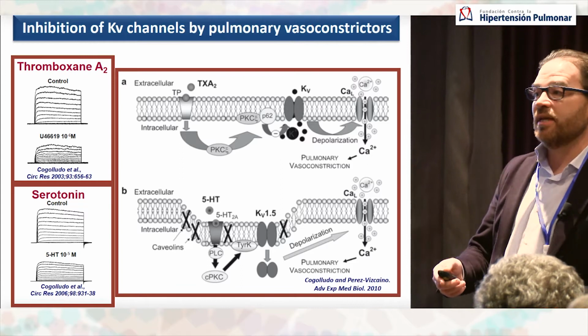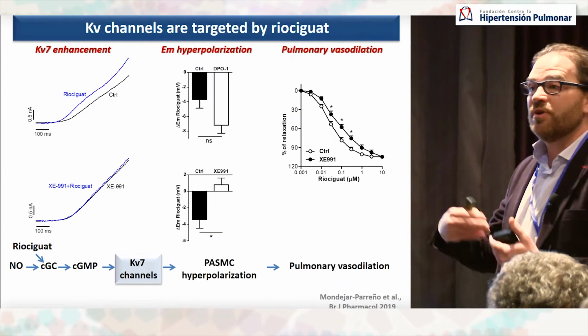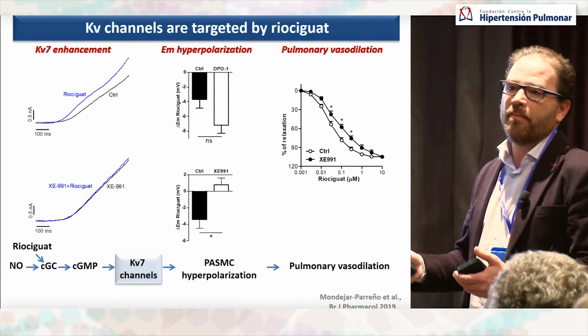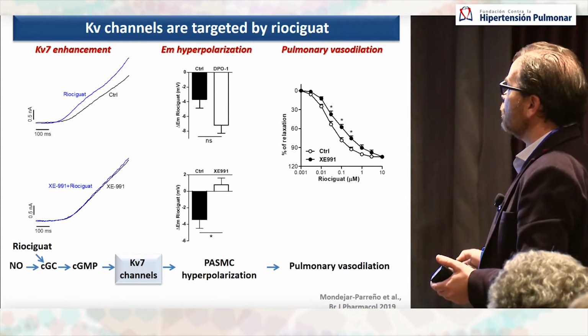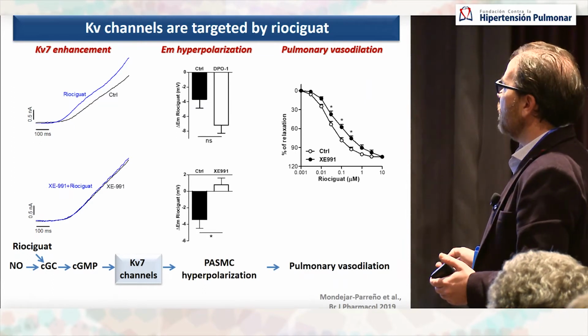And the same can be said for vasodilators, but in the opposite way. So vasodilators can increase the activity of potassium channels, and here I show you an example. There are many examples, nitric oxide, prostacyclins, etc. And here I show you an example of riociguat, a drug used for the treatment of pulmonary arterial hypertension.